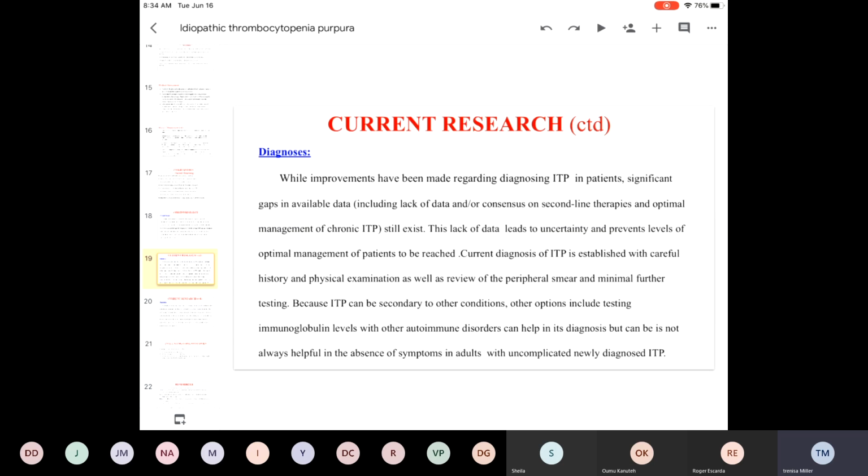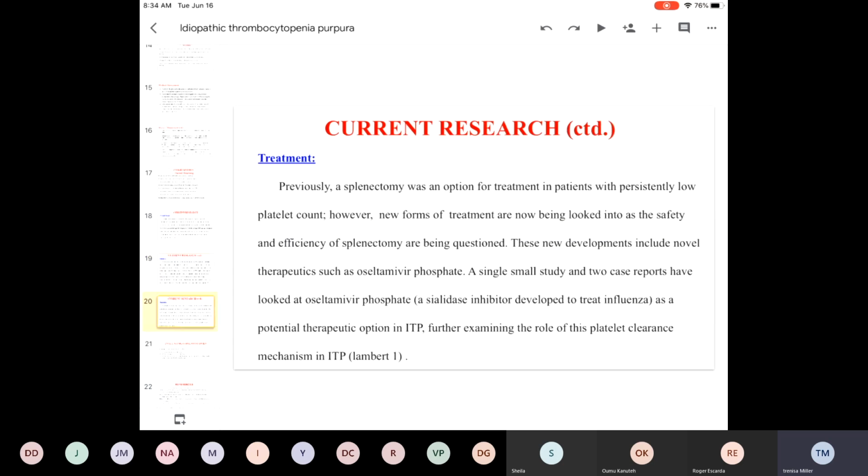Because ITP can be secondary to other conditions, other options include testing hemoglobin levels. Testing for other autoimmune diseases can help in its diagnosis, but is not always helpful in the absence of symptoms in adults with an uncomplicated new diagnosis of ITP. Previously, a splenectomy was an option for treatment in patients with persistently low platelet counts. However, new forms of treatment are now being looked into as the safety and efficacy of splenectomy are being questioned.